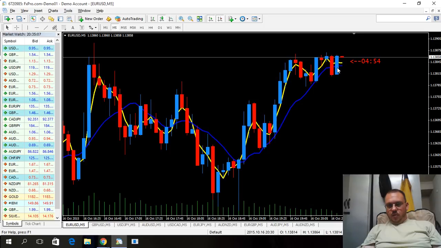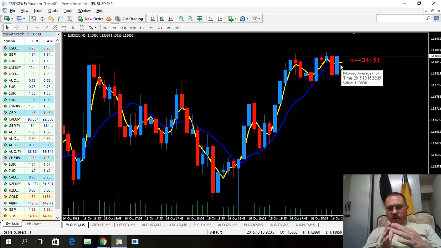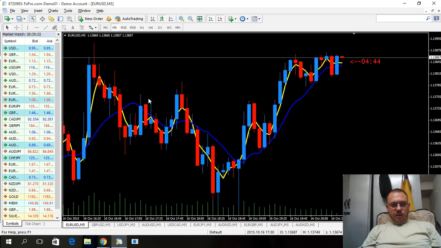I don't know, when these two lines are real close to one another and they pretty much side swipe one another and bounce off each other, that's a bad time to place a trade. When there's a good amount of space in between, that's usually a good time to place a trade.